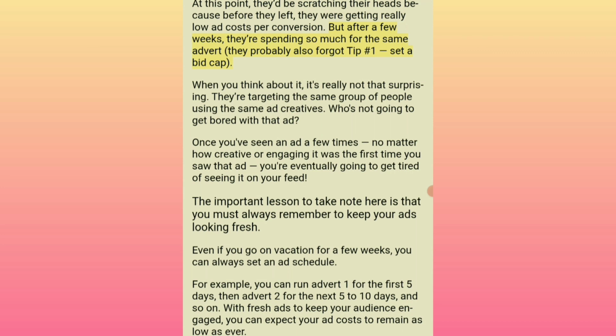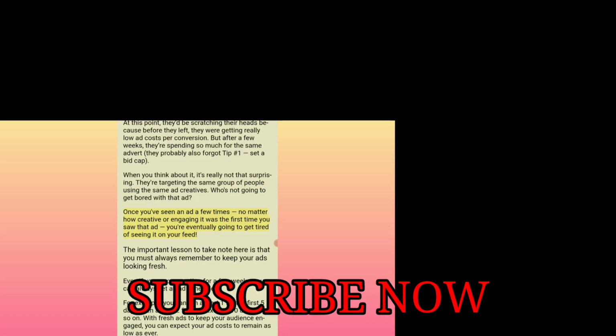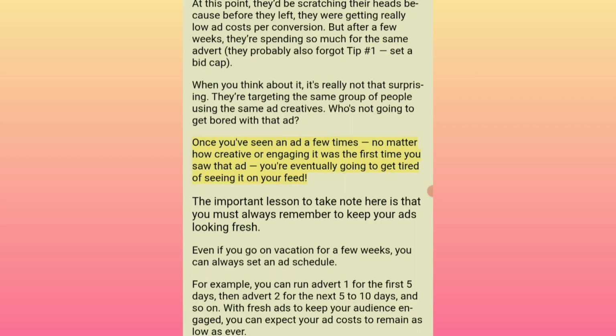Even if you go on vacation for a few weeks, you can always set an ad schedule. For example, you can run advert 1 for the first 5 days, then advert 2 for the next 5 to 10 days, and so on. With fresh ads to keep your audience engaged, you can expect your ad costs to remain as low as ever.